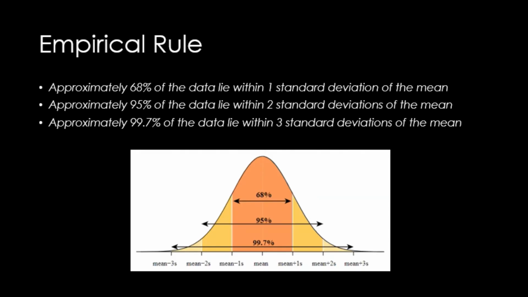Next, let's look at the empirical rule. This is a concept that will come up a lot when you are working with a normal distribution. The formal definition of the empirical rule is this. If the shape of the distribution is bell-shaped, aka normal, then approximately 68% of the data will lie within 1 standard deviation of the mean, approximately 95% of the data will lie within 2 standard deviations of the mean, and approximately 99.7% of the data lie within 3 standard deviations of the mean.